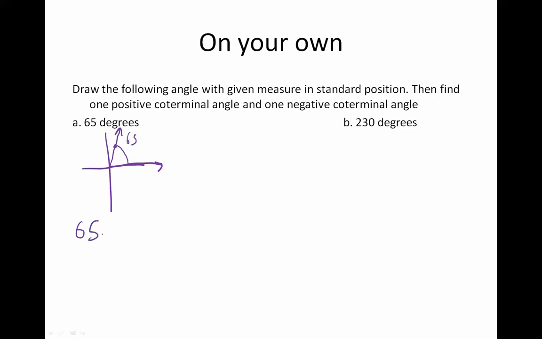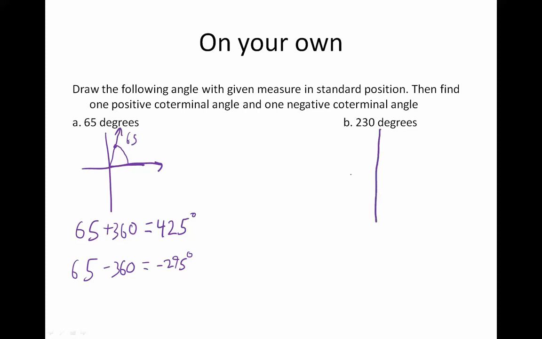And if I want to find positive and negative coterminal angles, 65 plus 360 is 425 degrees. And then for a negative coterminal, we'll subtract 360, and what would that be? Negative 295 degrees. So there's our 65-degree angle, and there are two coterminal angles, a positive and a negative.